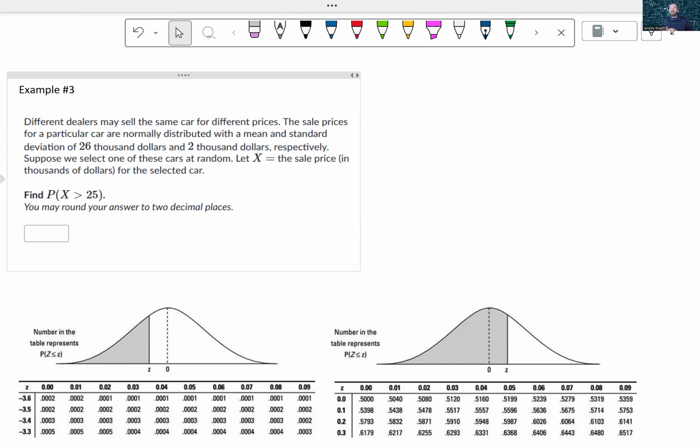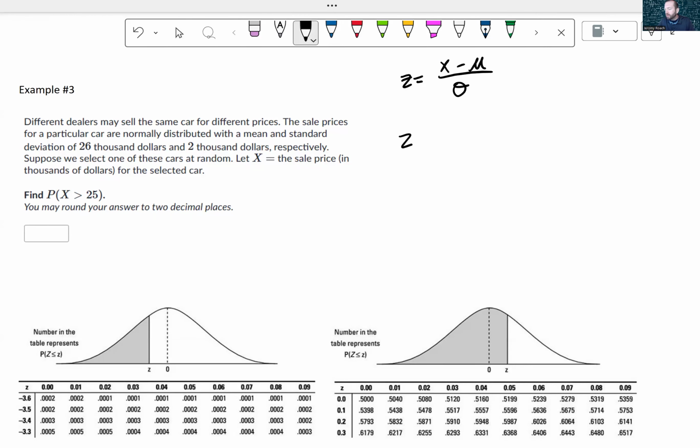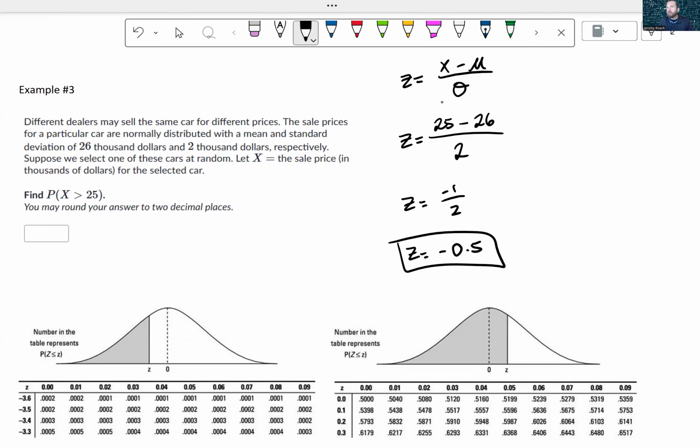Okay, so we're going to do the same first steps here. We're going to find the z-score. To find the z-score, that's X minus mu over standard deviation. And our X value is 25. This is in thousands, so 25,000, we're just going to write 25, and 26,000 is the average, so 25 minus 26. And then the standard deviation is 2. So now this is -1 over 2, -0.5 is the z-score that we're looking for.